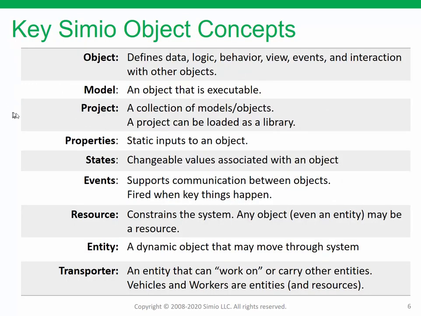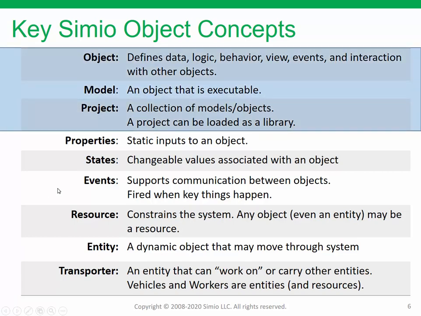So first in our set of definitions is some key Simio object concepts. And so as we see on the slide, Simio has three basic object components. They have the objects, the models, and the project. And a Simio object defines the data, the logic, behavior, view, events, and interaction with other objects within the model. A model is simply an object that is executable, and again we'll see this when we get into modeling with Simio. And a project is a collection of models and objects, and a project can be loaded as a library. So a project and a library, the terms can be used synonymously.